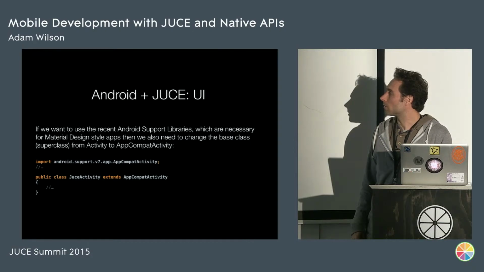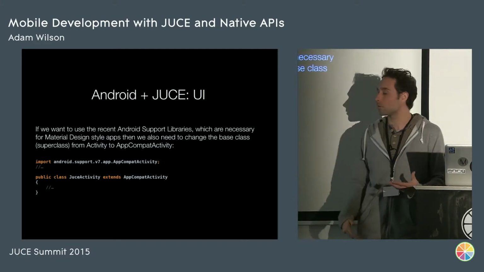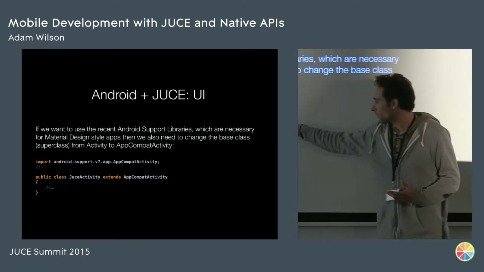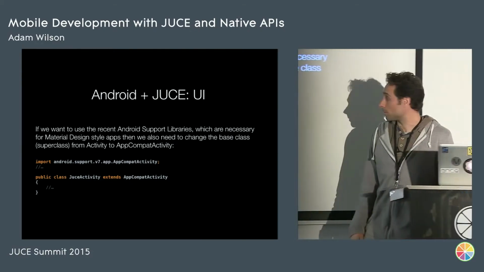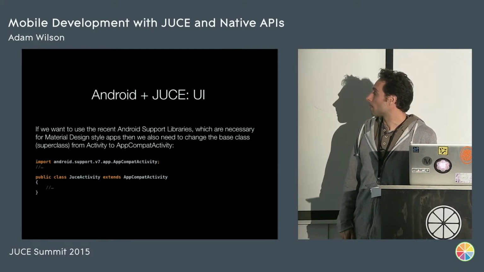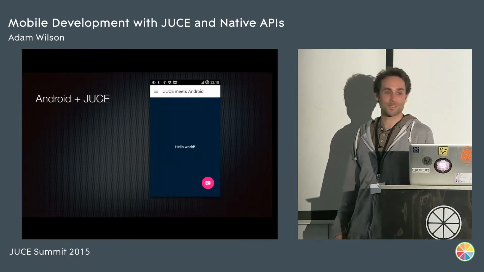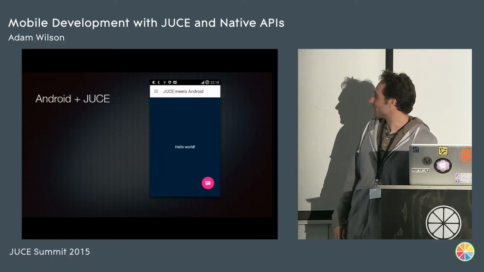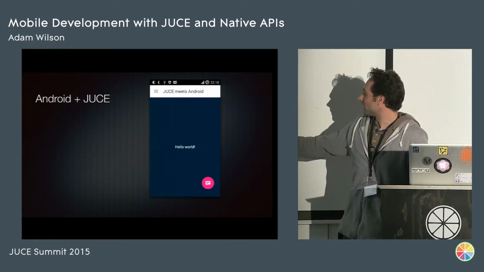Also, if we want to use the recent Android support libraries, which we need if we want a material design style, modern looking Android app, we need to change this from Activity to AppCompatActivity and do an import. And you might want to import some other libraries to help you build your Android user interface. So this is a really basic example of the most basic app you could do this way. Here you've got Hello World from JUCE, and on top of it you've got a material design style header and a little action button there.